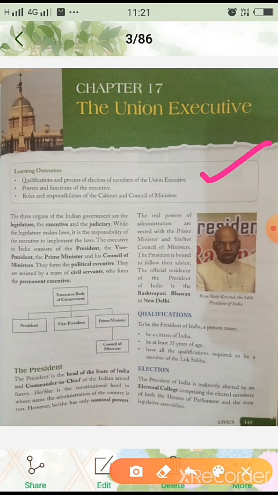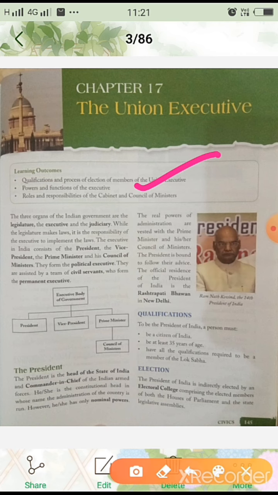First point, okay, what are the qualifications needed and what is the process of election of members of the Union Executive, that is those members who are there, the body of the Union Executive. So what qualification do they need to be a member of it, and what is the process of election of members of the Union Executive? And the second point that you are going to learn is powers and functions of the executive, that is, what are the powers and what are the functions of the members of the Union Executive.